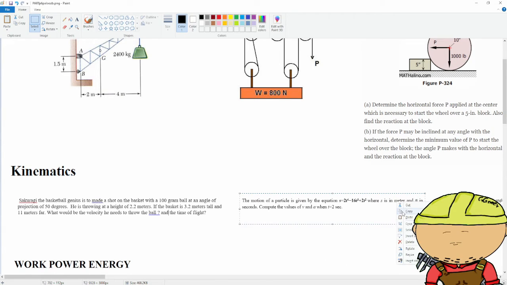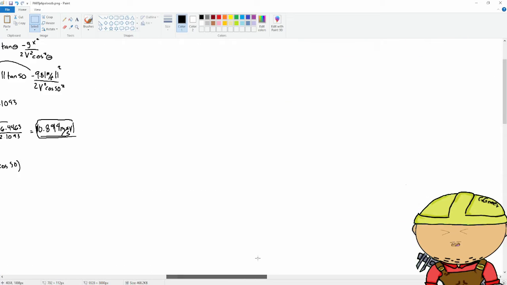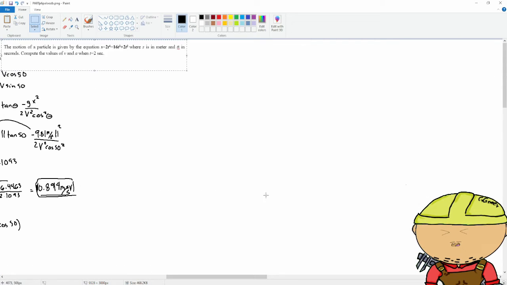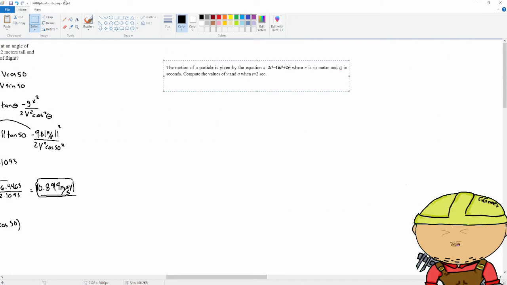Number 2. The motion of a particle is given by the equation S is equal to 2t to the 4th minus 16t cubed plus 2t squared, where S is in meters and t in seconds. Compute the values of velocity and acceleration when t is equal to 0 and t is equal to 2 seconds.